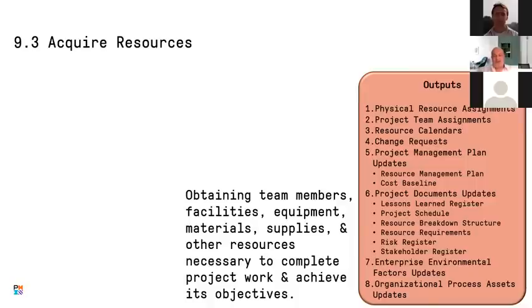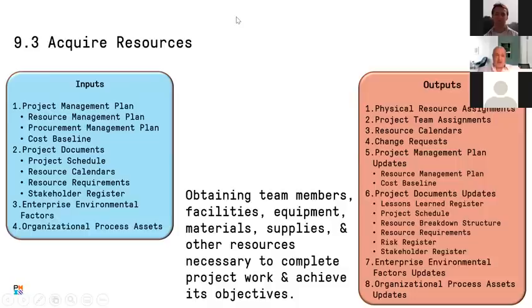As I said in the introduction, I'm in Dubai. We are working here 5 days a week. This is for the consultancy sector. However, for the contractor sector, they are working 6 days a week. So each different resource has its own calendar, and this is how we can estimate the required time when we go for the estimation of the time. The inputs are the project management plan, project documents, the EEF and OPA.